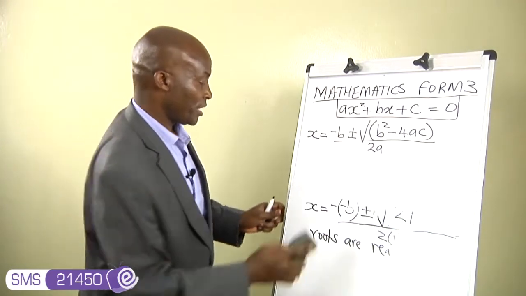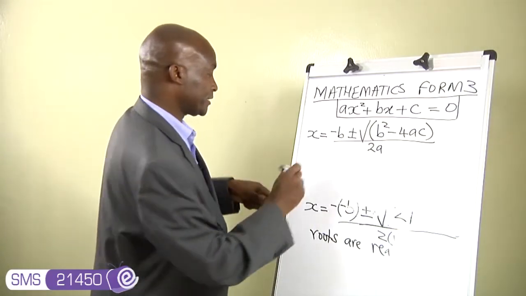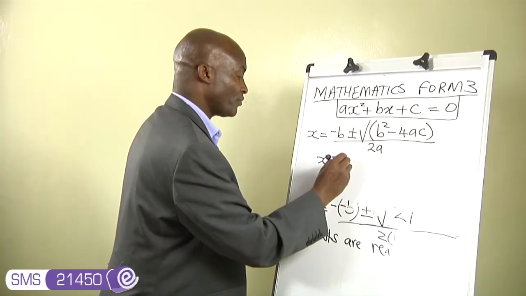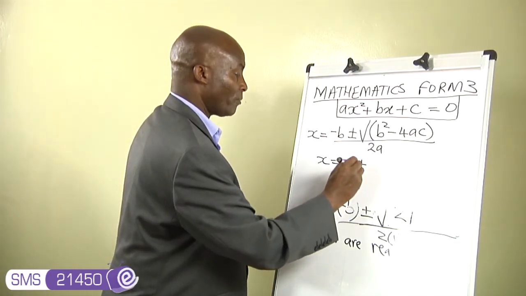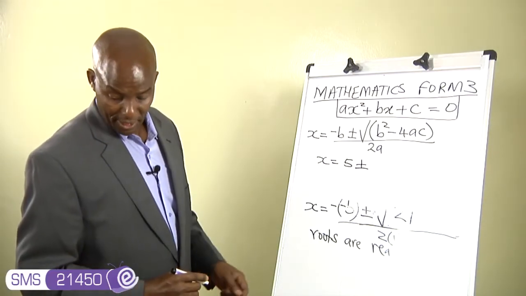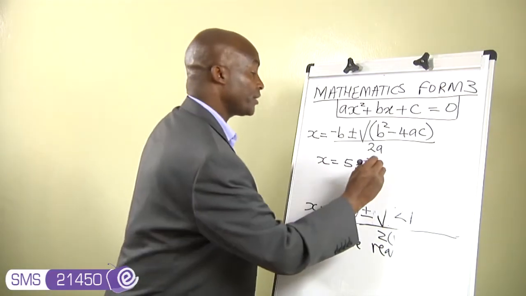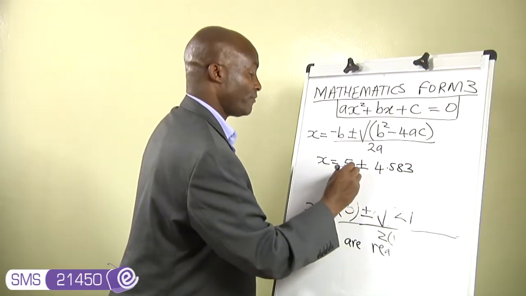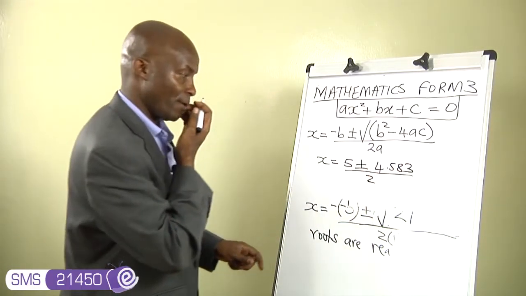And in this case, if we work this out, you find that the solution here will be x equals negative of negative 5, which is positive 5, plus or minus the square root of 21, which is 4.583, divided by 2.